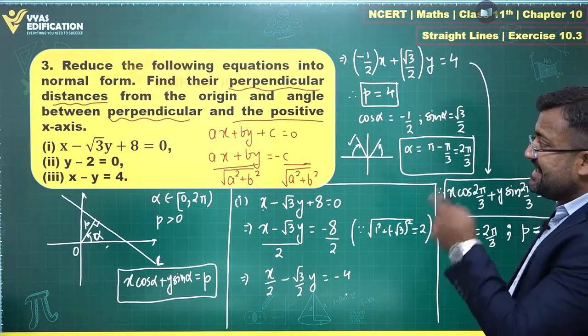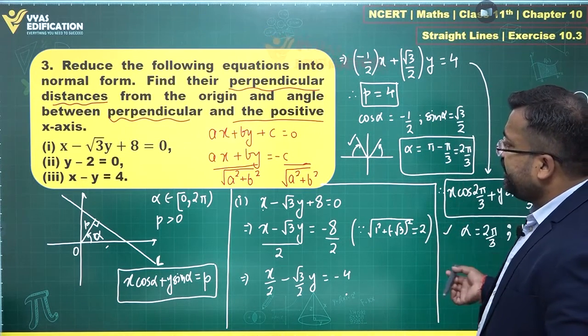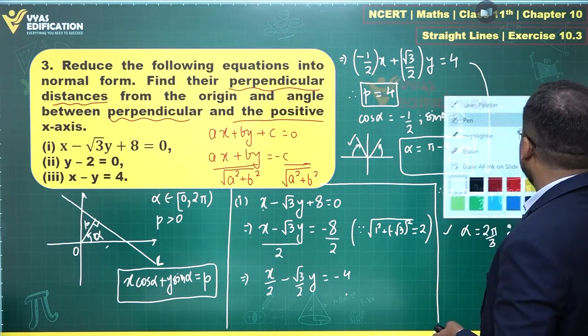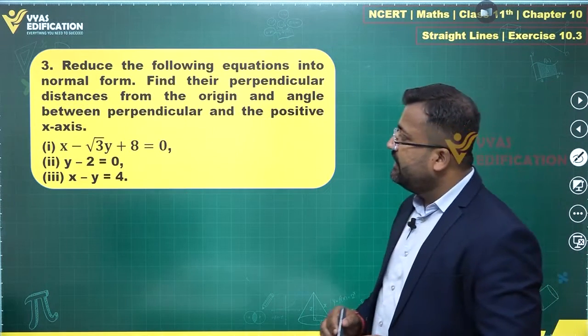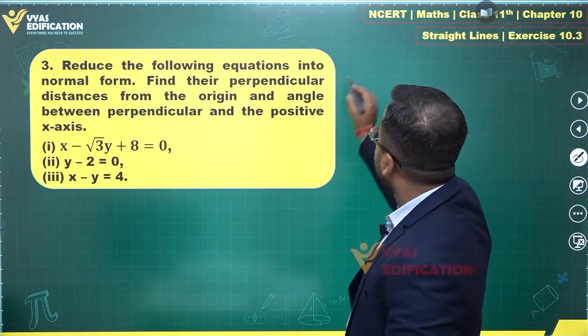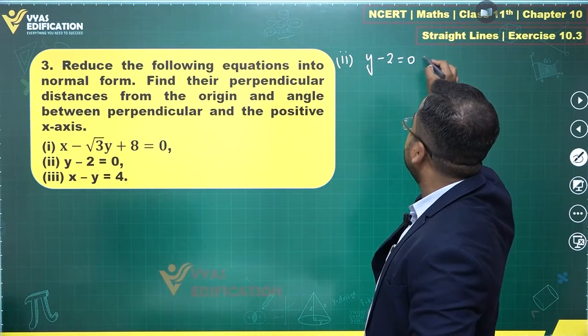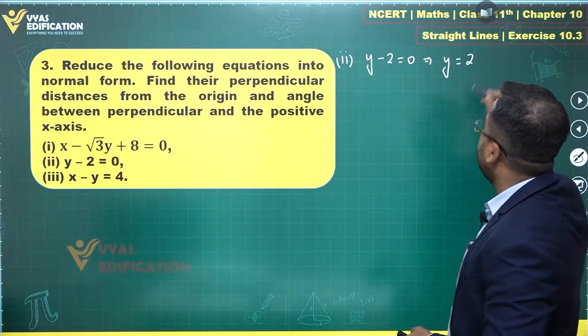Let's discuss the second part after this, and we also need to discuss the third part. So let's get rid of all of this over here. Okay, and let's talk about the second part after this. What does the second part say? In the second part you have y minus 2 is equal to 0. This becomes y equal to 2.